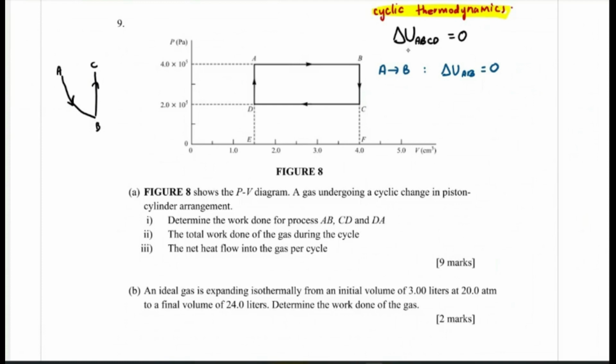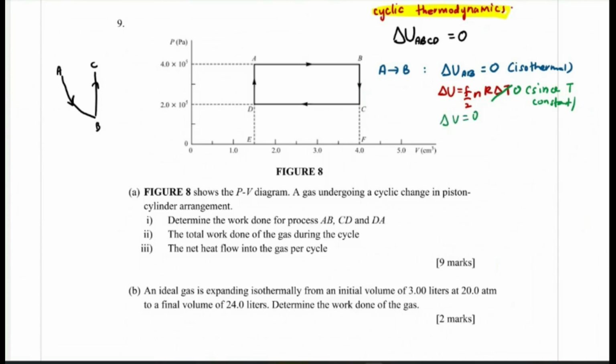Yes, isothermal. Pandai. Okay. Kenapa kalau isothermal proses delta U dia kosong? Sebab T is constant. You know that delta U always depends on the change of the temperature. So temperature is constant, so delta T dia kosong, so delta U you akan dapat kosong.